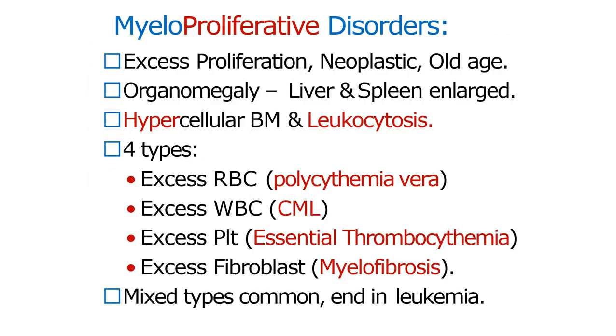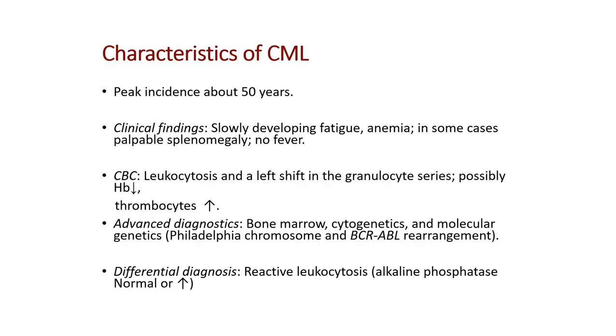Okay. Now there are the myeloproliferative disorders, which include 4 types: polycythemia vera, CML, essential thrombocythemia, and myelofibrosis. Under this comes the CML, which is a myeloproliferative disorder. CML generally peaks at around 50 years of age. Here again we will see leukocytosis.